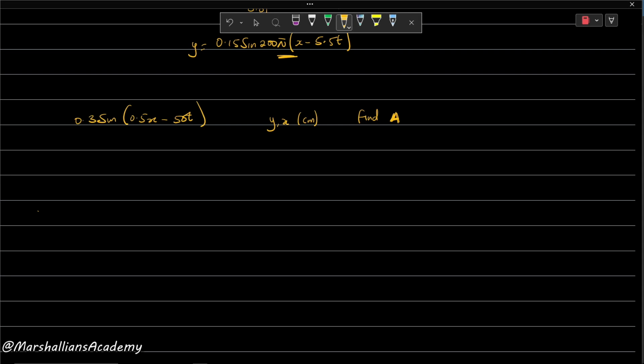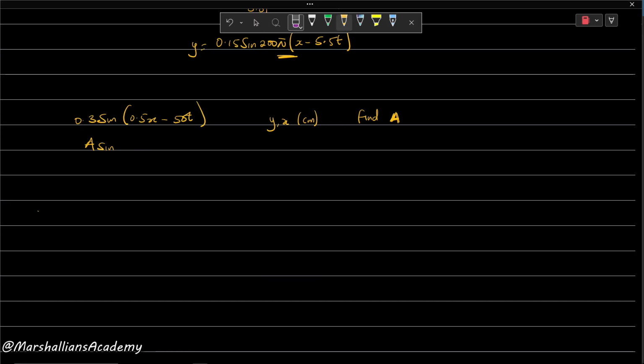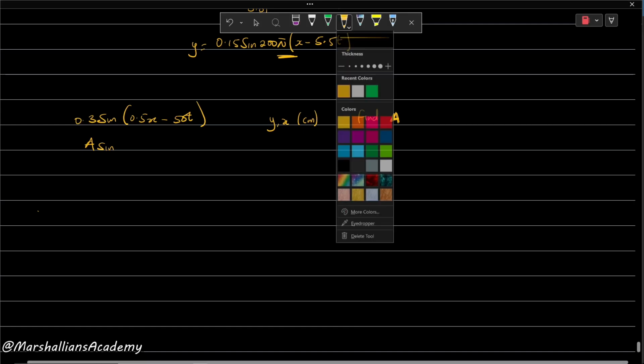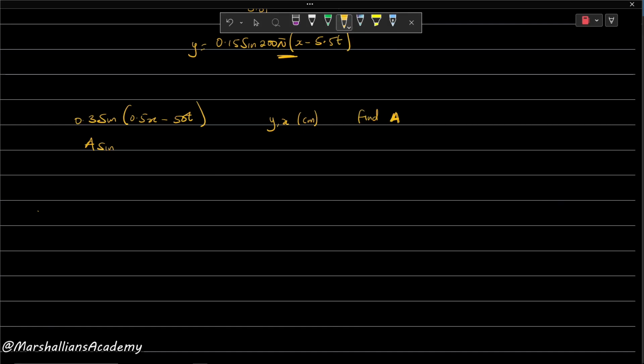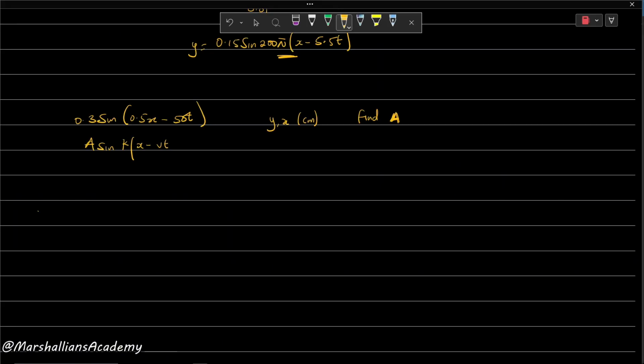Based on this question, now this looks exactly like a sine kx minus... okay, it looks very close to a sine k into bracket x minus vt, k into bracket x minus vt. But this is not exactly it because there is no k here.